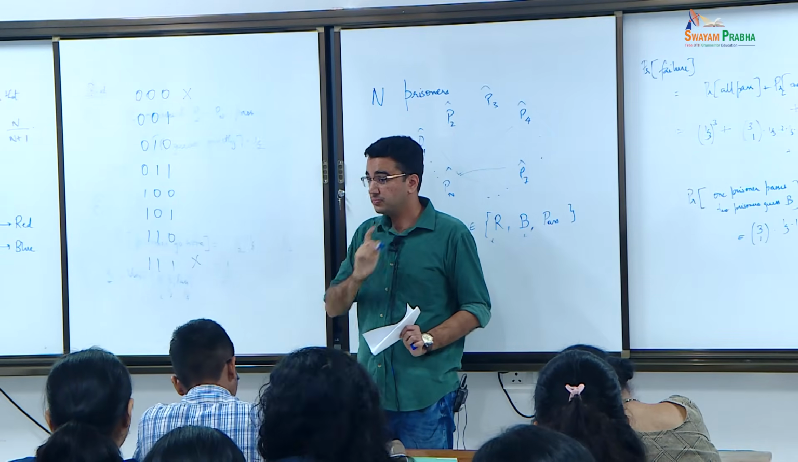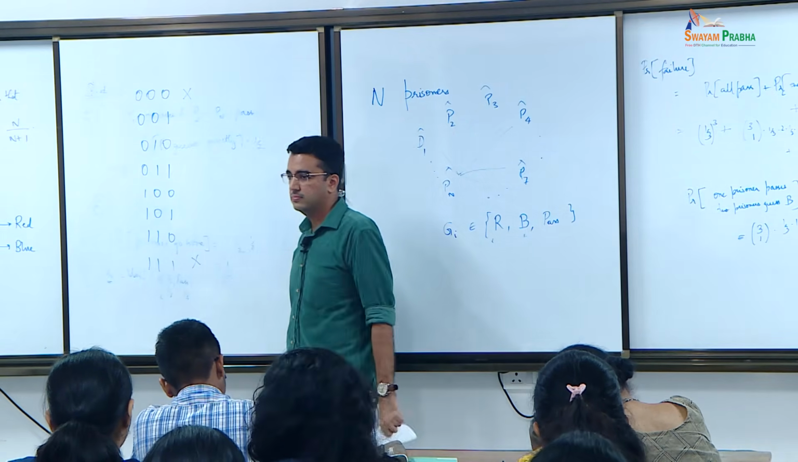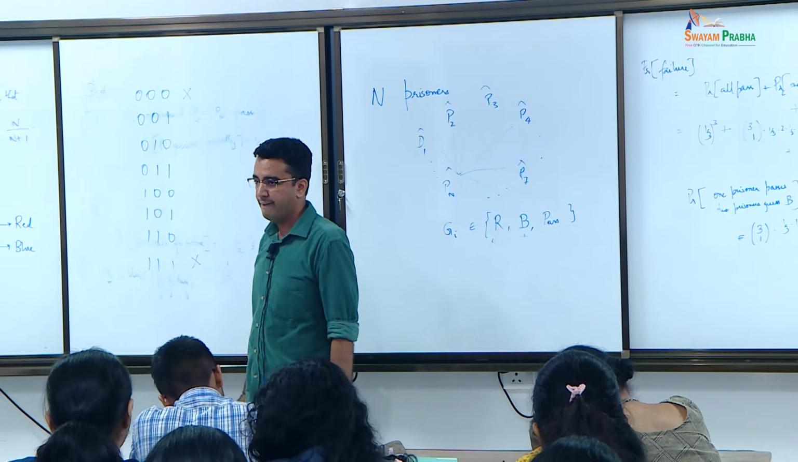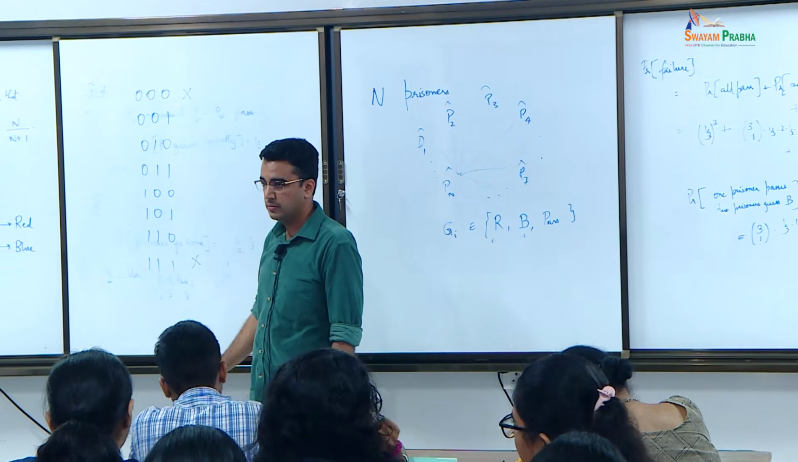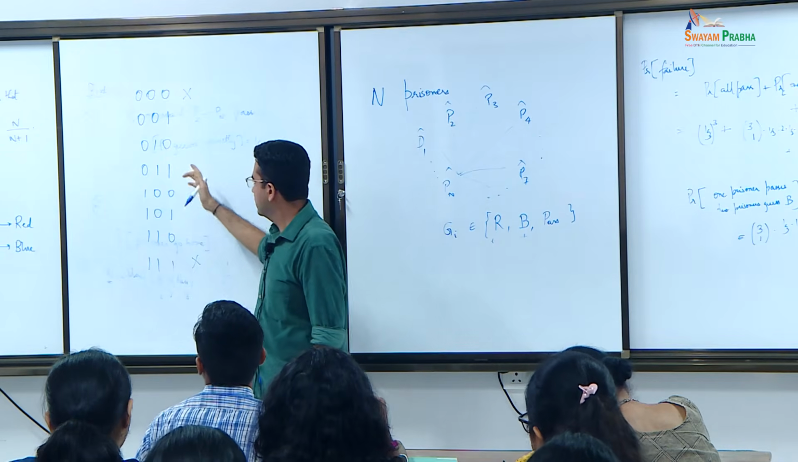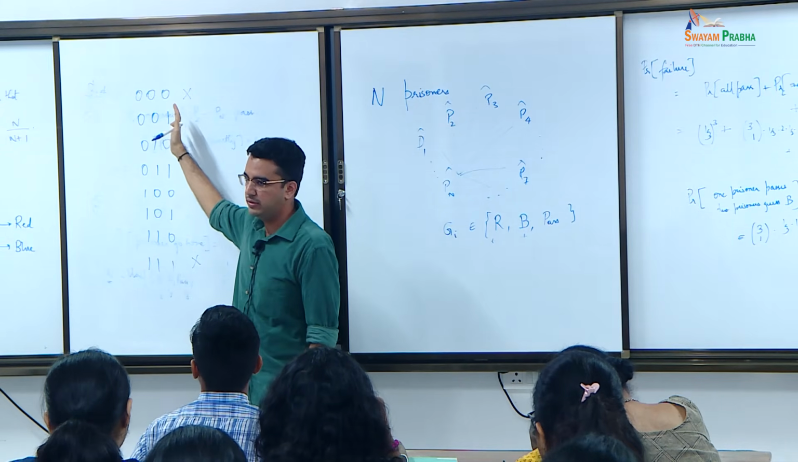Sir, if P1 sees 2 different colors and he passes, then what do P2 and P3 say? Sorry? If P1 passes, then what do P2 and P3 say? It's the same strategy for each guy.